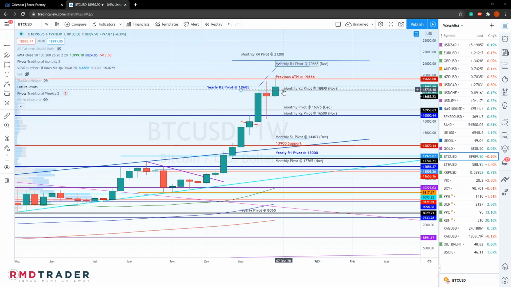Of course, should we see price continue to move higher, trend higher, if price were to take out the all-time high, I think the first stop would of course be that 20,000 level, and after that we could probably expect price to move into this area north of 20,600 and as high as 21,200, which is last month's R4 pivot.